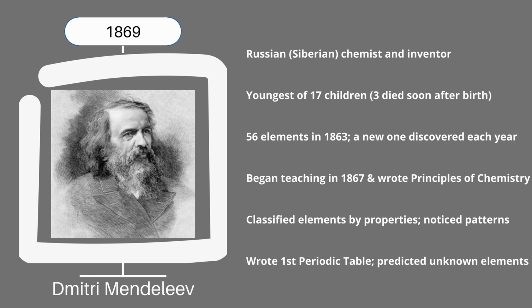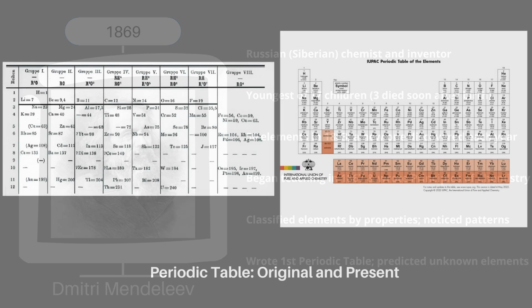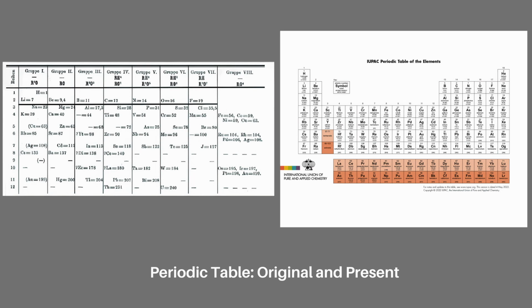Before this time, chemists were essentially in uncharted territory without a map. Mendeleev's discovery reduced the use of the predominant trial and error approach of the day. Here we have a comparison of the original periodic table that Mendeleev made and the modern periodic table of today.